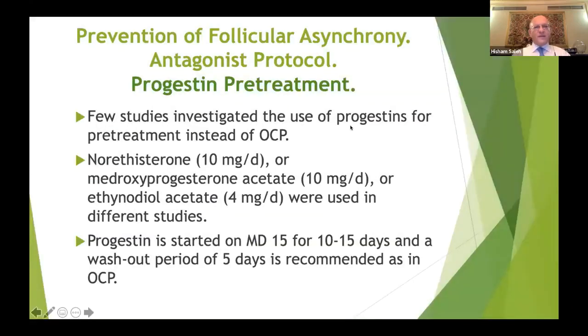Few studies investigated the use of progestins. Then we come now to the progestin pretreatment. Few studies investigate the use of progestins for pretreatment instead of oral contraceptive pills. We can use norethisterone, hydroxyprogesterone acetate, or ethynodiol diacetate. They were used in different studies. Progestin is started on menstrual day 15 for 10 to 15 days, and a washout period of 5 days is recommended exactly as in the pills.